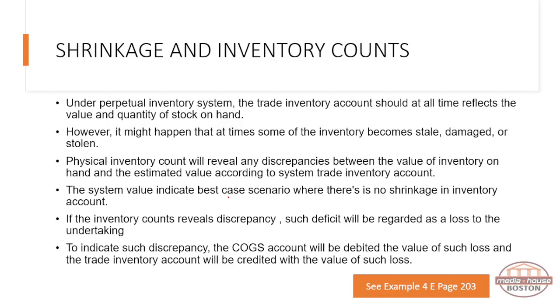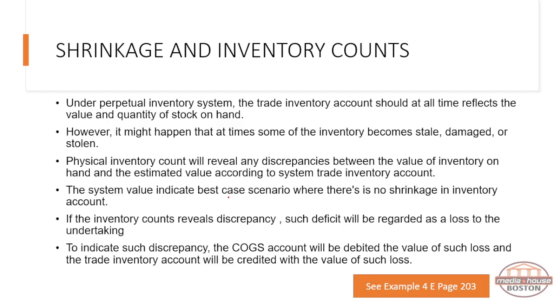So meaning that at the end of the period, it becomes easier when you're using perpetual system to know how much inventory is left. So when you go there to count, you count knowing that this is the value that you're actually looking for. However, it might happen that at times the inventory becomes stale, damaged or stolen. So the system might reflect something that is not relevant to what is there.